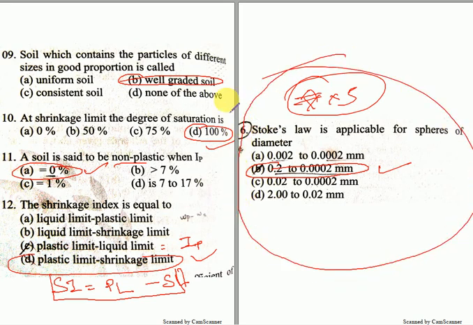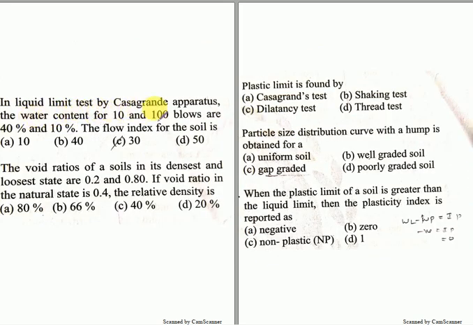Very important question. In a liquid limit test by Casagrande apparatus, the water contents for 10 and 100 blows are 40% and 10%. The flow index formula I have given in the previous part: W1 minus W2 divided by log to the base 10 of N2 by N1. So please calculate with this.